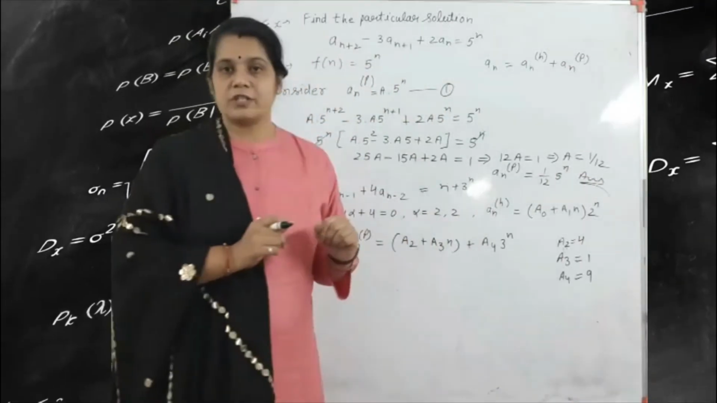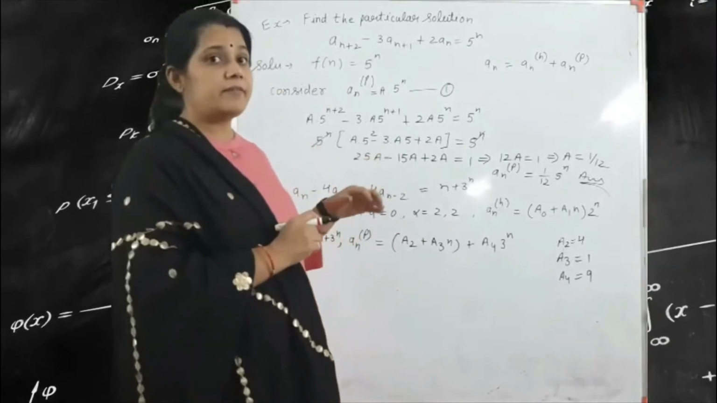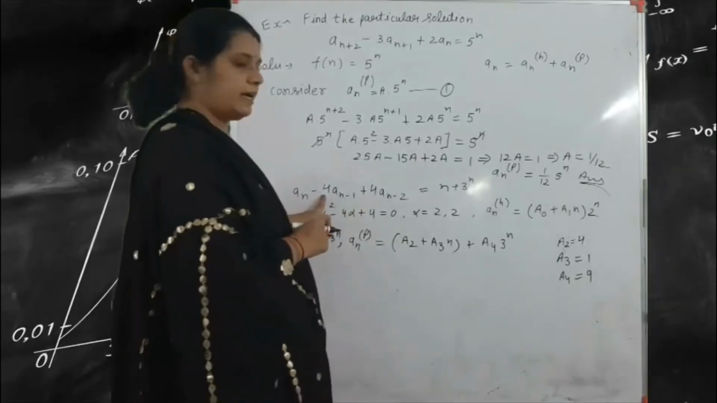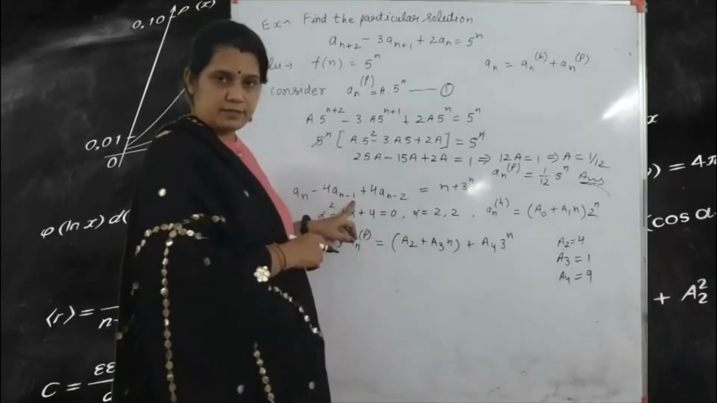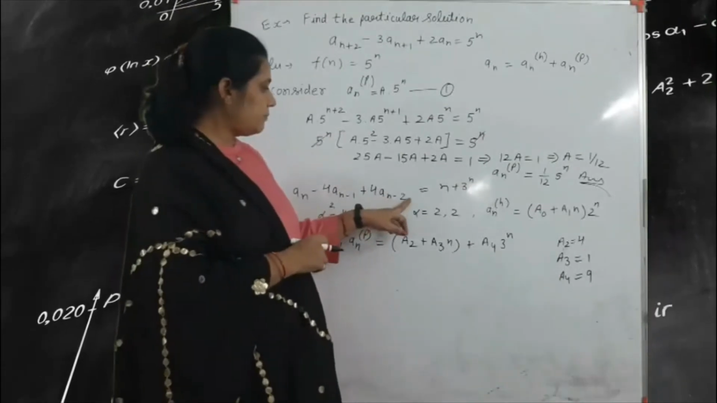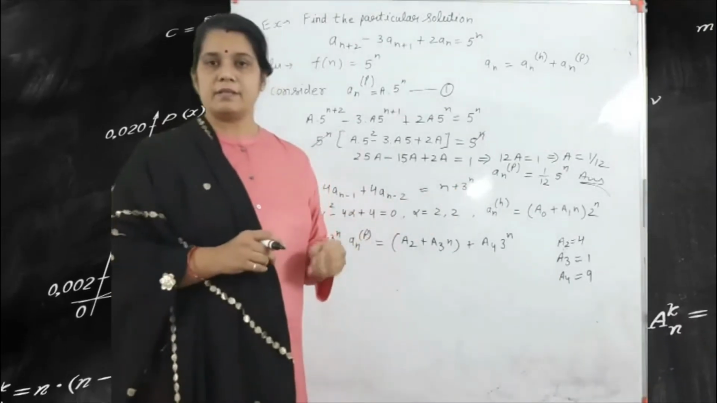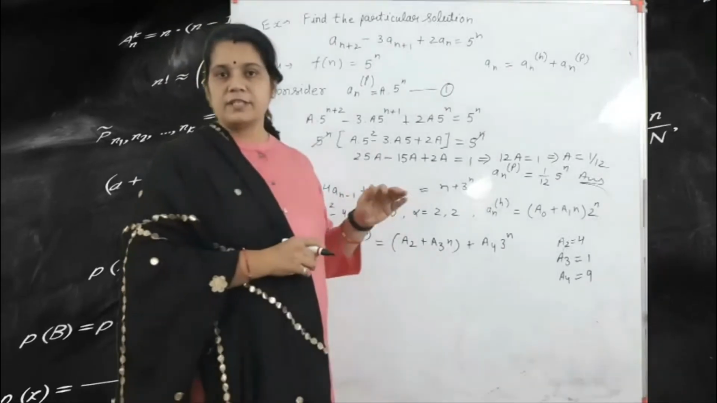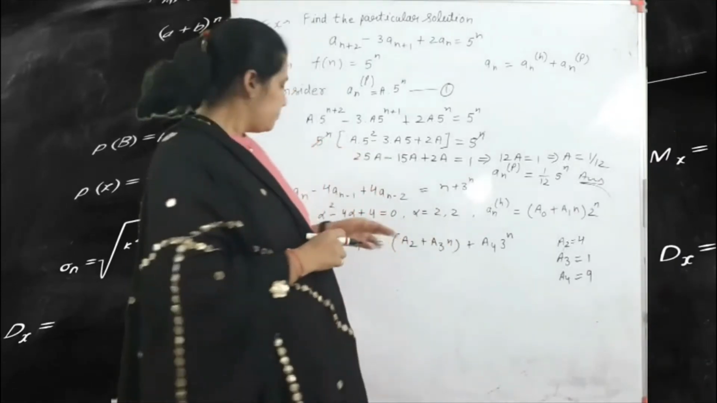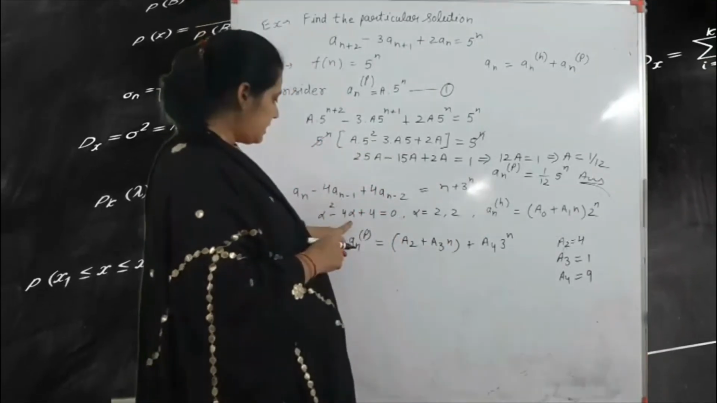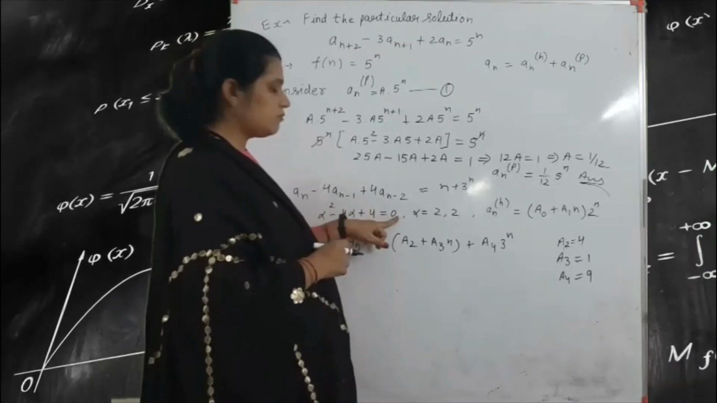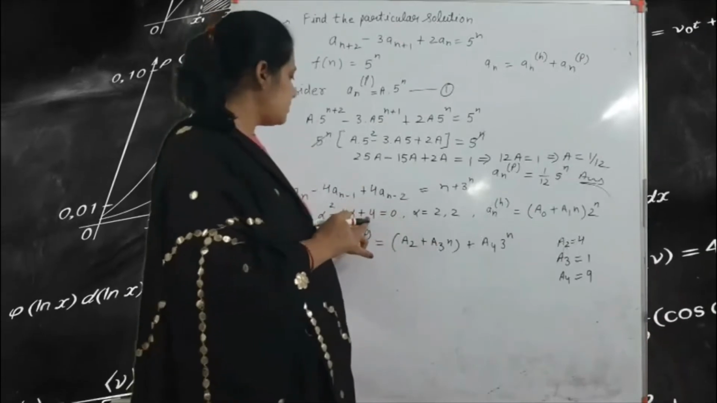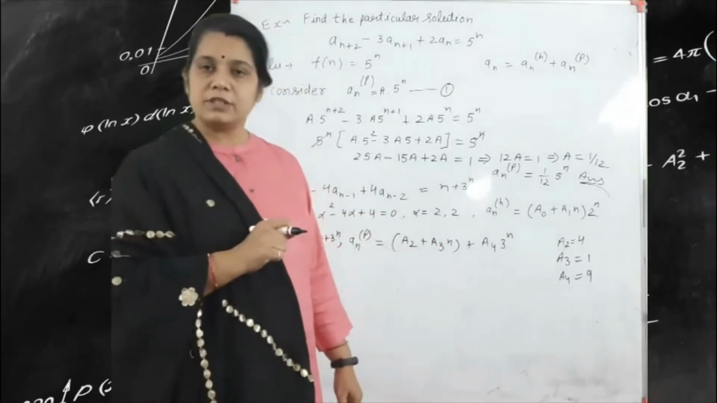Okay, next question again depends on the CF and the PI with the help of the recurrence relation. So here a_n − 4a_(n−1) + 4a_(n−2) is equal to n + 3 raised to the power n. First we convert into the characteristic form. So α² − 4α + 4 = 0. See here the largest number is 2. So solve this equation. We get α = 2, 2, the repeated root.